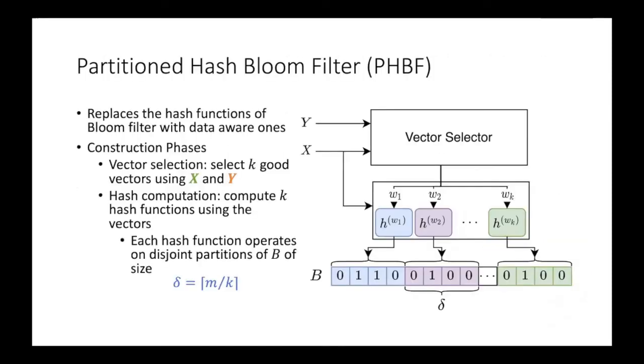Let's see how PHBF works. The key idea is to replace the Bloom filter's hash functions with data-aware ones. A PHBF has two construction phases. The first is the vector selection phase, where we select k good vectors using the sets X and Y. And then the hash computation phase, where we compute k hash functions using the vectors selected in the previous step. Each hash function operates on a disjoint partition of the bit vector b, each of size m by k. Hence the name partition hash Bloom filter.